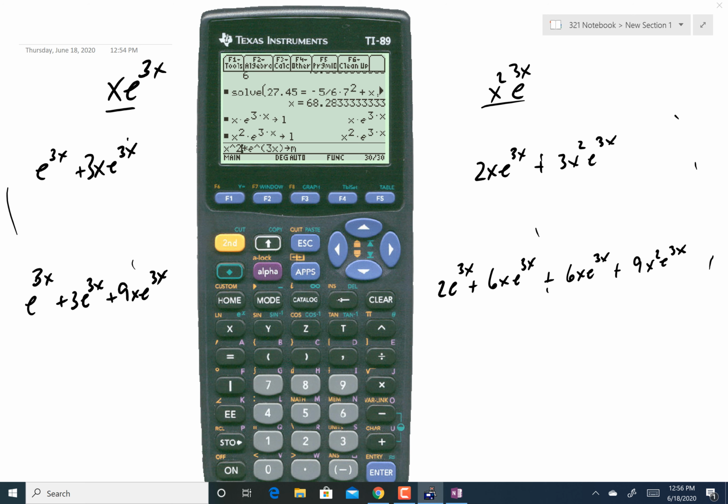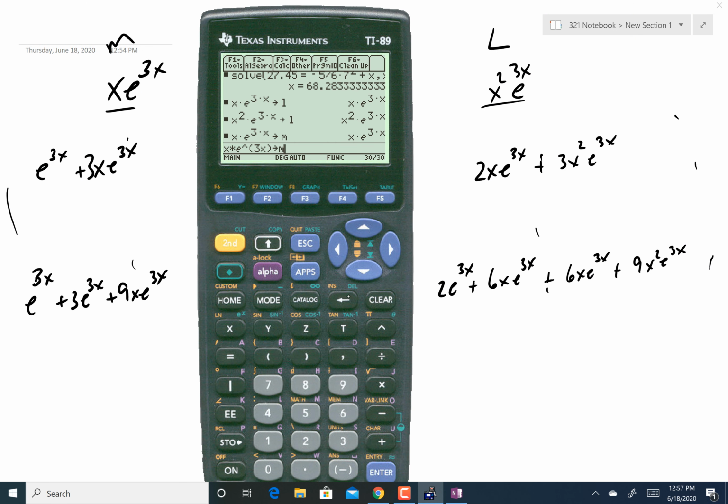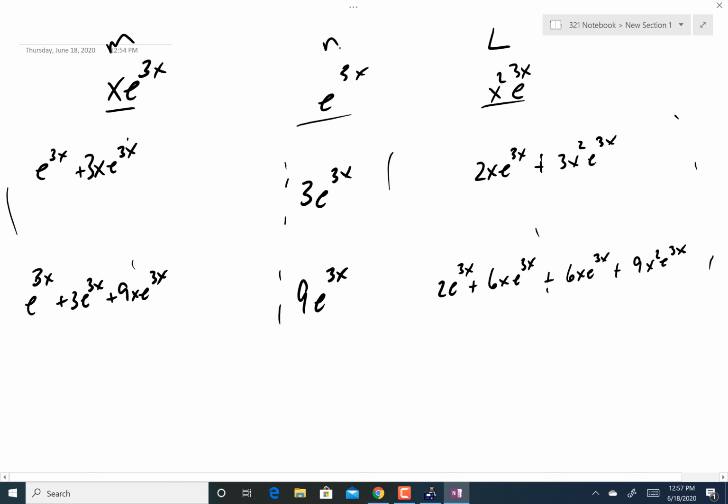You see what I did? I copied over the L. There we go. So this is M. This is L. And let's change this one to N. There we go. Cool.